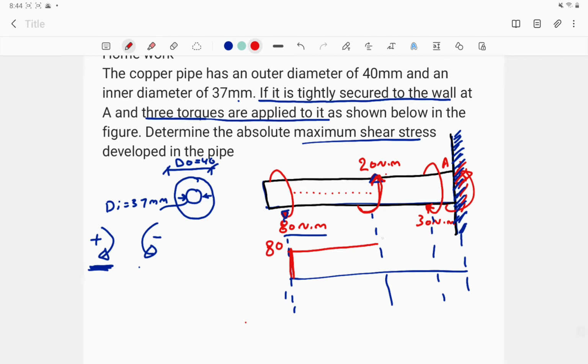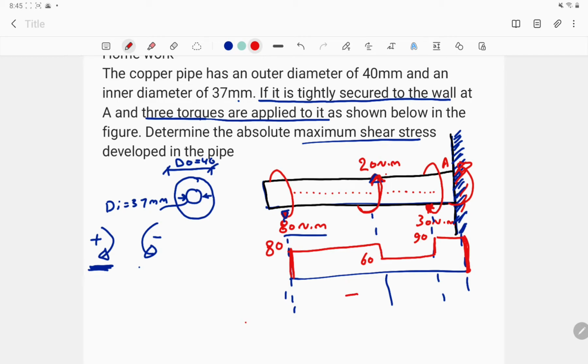So 80 minus 20 drops my torque to 60. After this point we don't have anything on the pipe, so 60 is going to continue until we get 30 positive. This makes my drawing go up to 90, then continue to 0. So who makes this one 0? Of course, here at the fixed end we have a moment, which should be negative 90, so my drawing goes to 0.